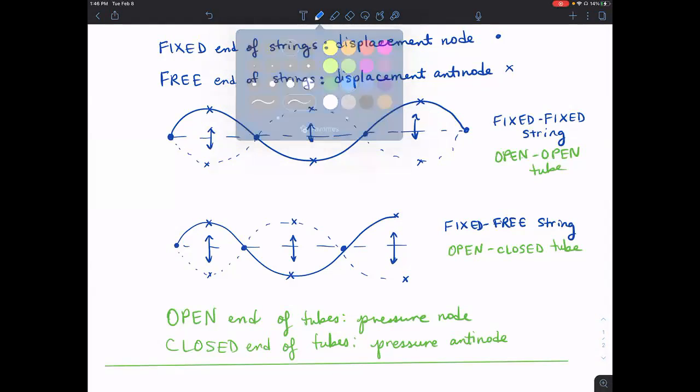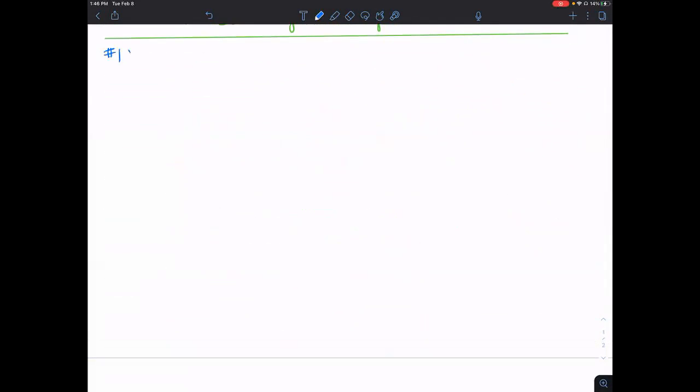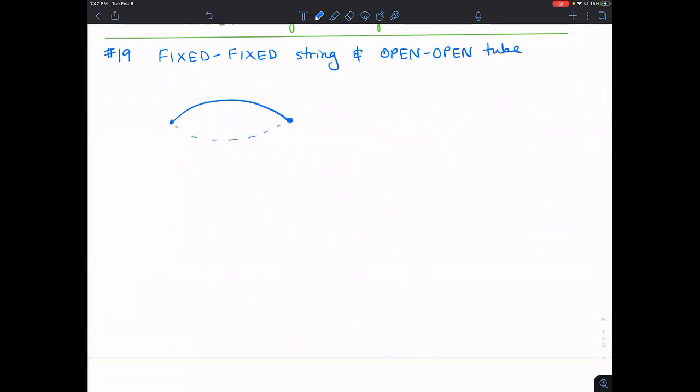So now the question is, what are the natural frequencies of those cases? So this gets into number 19 and half of 20. So again, this is for the fixed string case and also for the open tube. So you have some length L of your string. Okay. Mode 1, going to look like that. This is your equilibrium, and it's going back and forth, and it has one antinode.